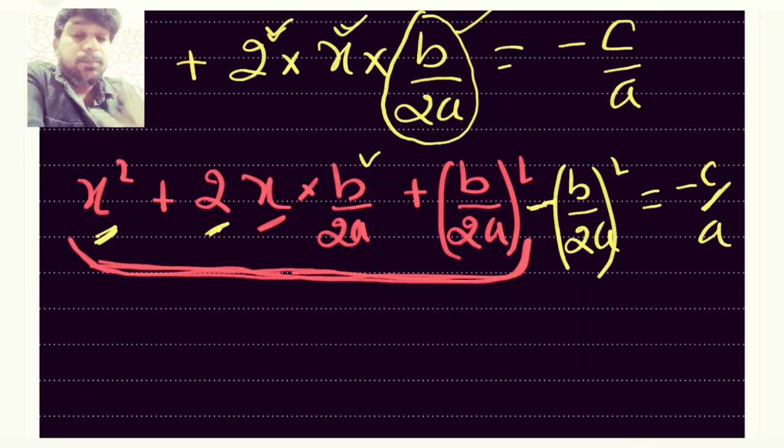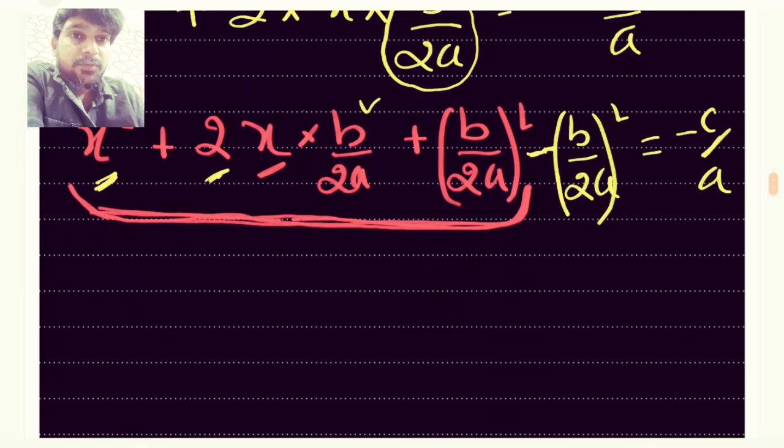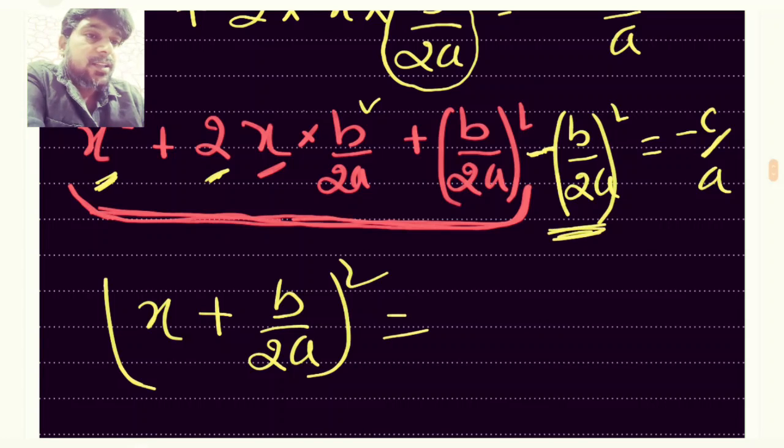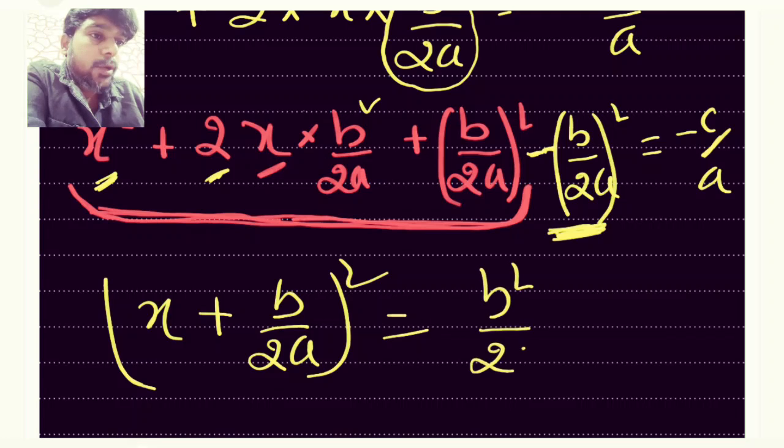So this thing will become the square of x plus b upon 2a whole square, and this minus quantity, this is the quantity of negative, you are going to bring it to the right hand side, becomes b square upon 2a, that is of positive b square upon 2a square, because the square is whole, it was b upon 2a whole square, so that will become b square upon 2a square, right?